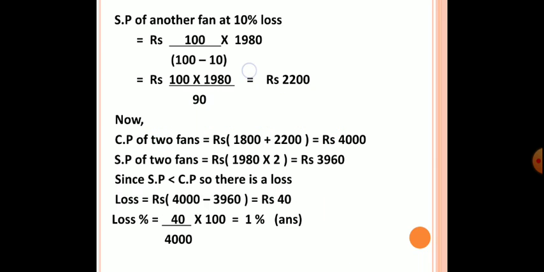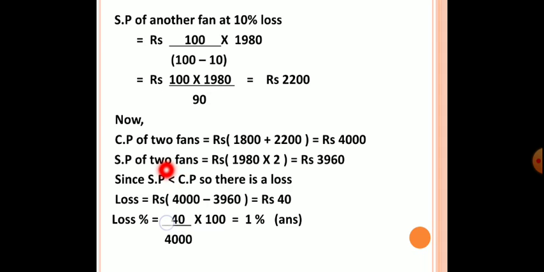Sorry, this is going to be the cost price. By mistake I've written it as selling price. So the cost price of the other fan at 10% loss is 100 divided by 100 minus 10, into 1980, which is 100 by 90 into 1980, equals rupees 2200. Now the cost price of the 2 fans is rupees 1800 plus 2200, which equals rupees 4000.